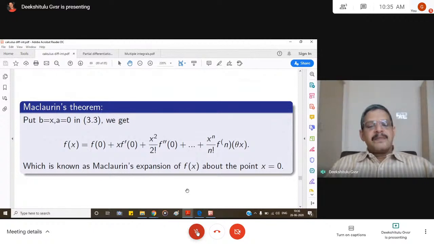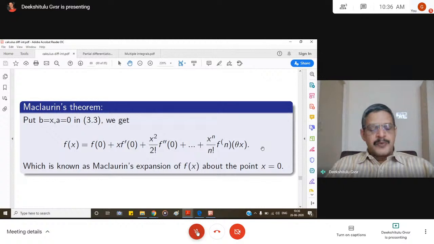Maclaurin's theorem is also known as Taylor's expansion about x equal to 0, because here the functional values are defined at 0. So Taylor's theorem about x equal to 0 is called Maclaurin's expansion of a function.